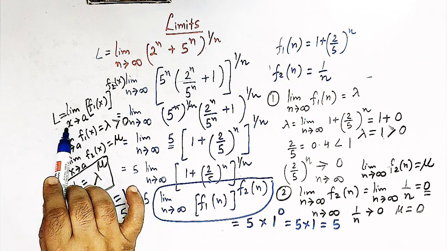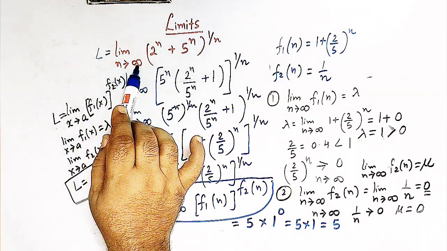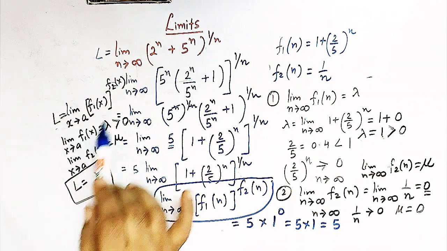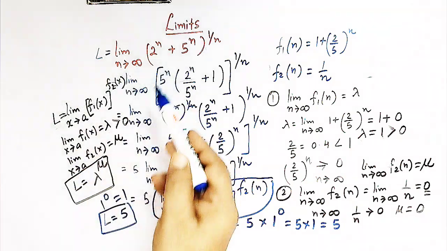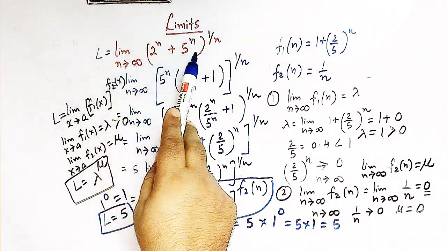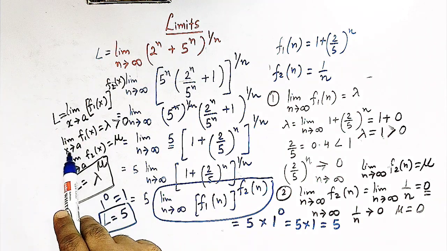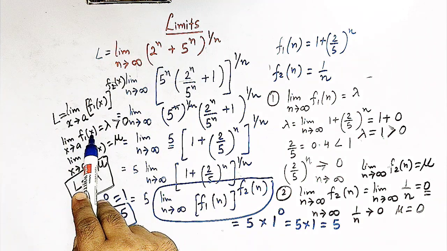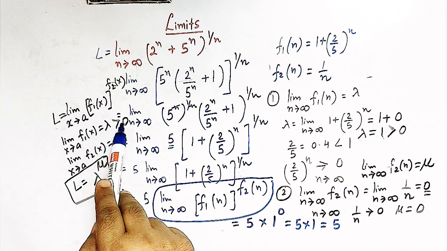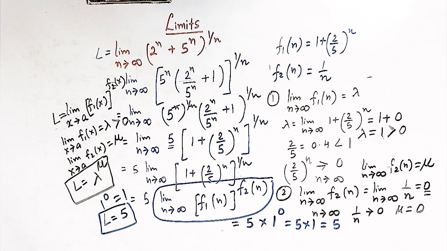And remember, here we have taken x tends to a, and here we have n tends to infinity, right? So using this result, we can easily find the values of these types of limits, provided this limit, that is limit x tends to a of f1(x), that is lambda, should be finite, and it should be greater than 0.